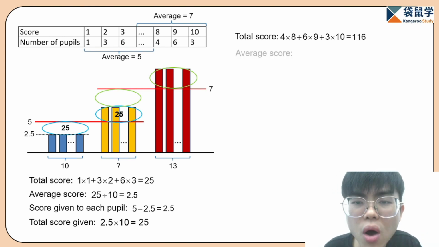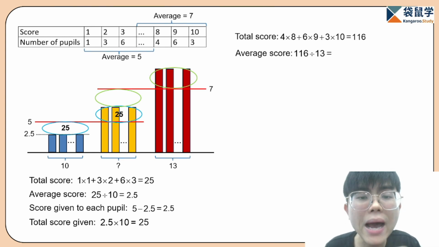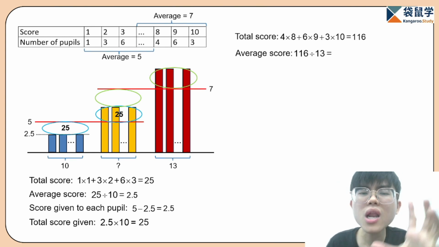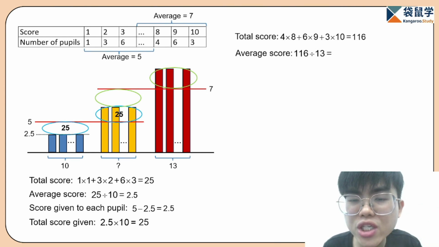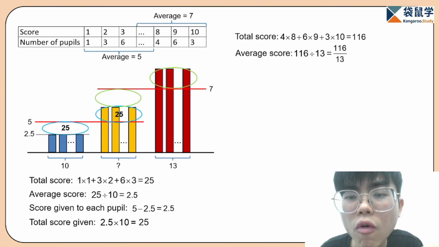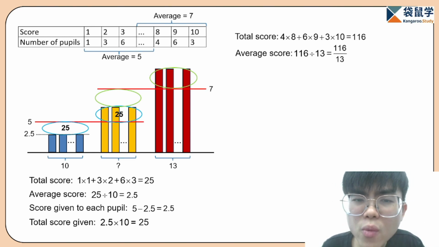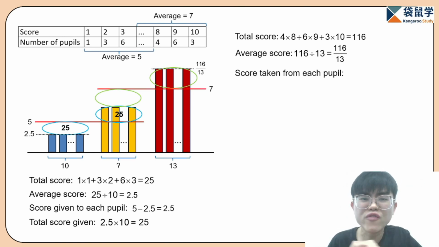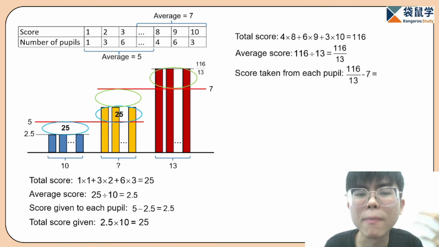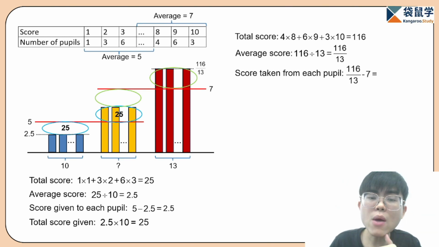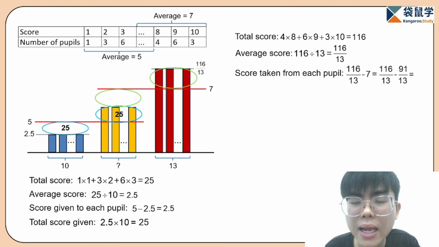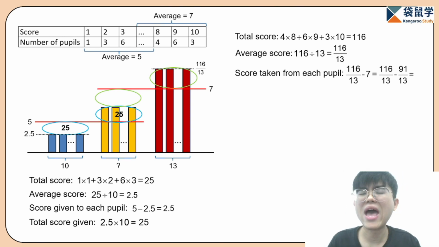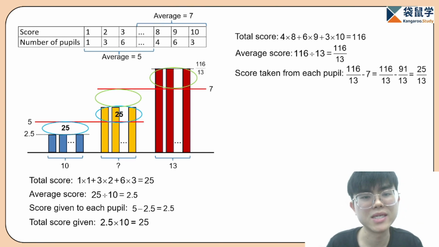And then the average score is just 116 divided by 13. And since it has a lot of decimals, we just leave it as a fraction first, which is 116 over 13. And now we know that the average is 116 over 13. So how do we find the score I have to take from each of the people? I can just use 116 over 13 minus 7. Then we will have 116 over 13 minus 91 over 13. Then we will have 25 over 13.